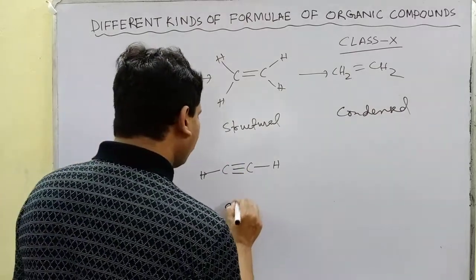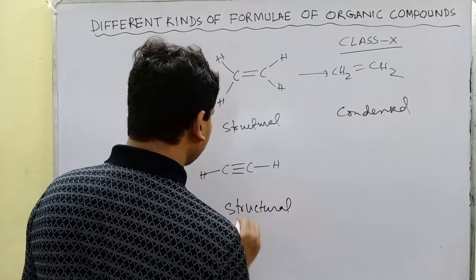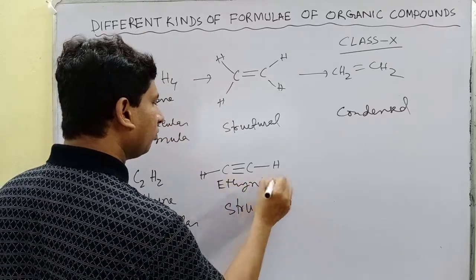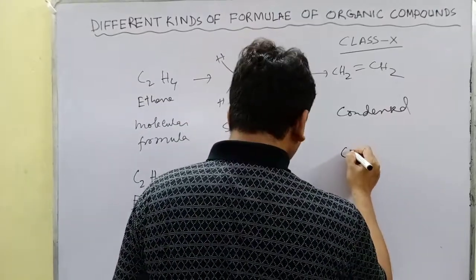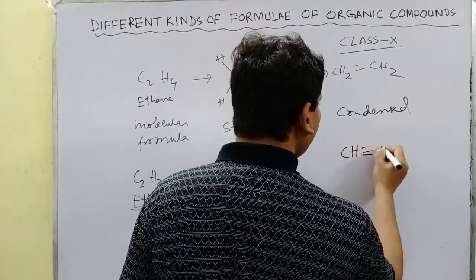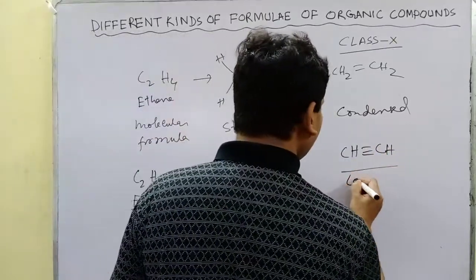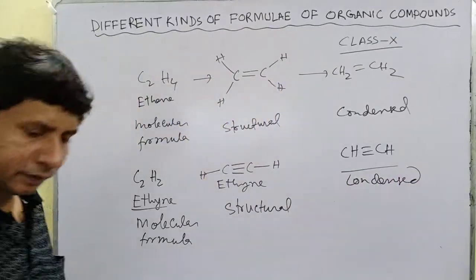This is the structural formula of ethyne. And CH triple bond CH, this is the condensed formula of ethyne.